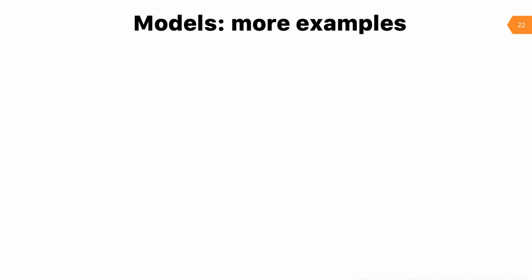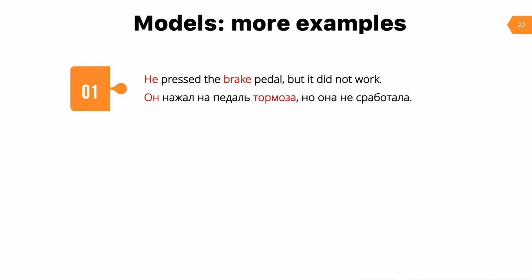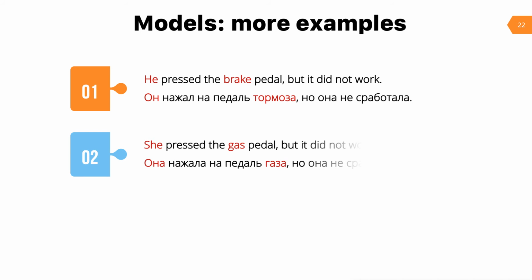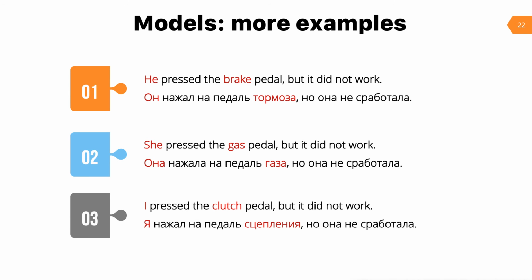Let's see more examples for clarity. Here, the past indefinite tense is practiced in this model, on the one hand, as a grammar structure. On the other hand, the vocabulary associated with the car is used. So the first speech pattern: he pressed the brake pedal, but it did not work. Next speech pattern: she pressed the gas pedal, but it did not work. The third one: I pressed the clutch pedal, but it did not work.